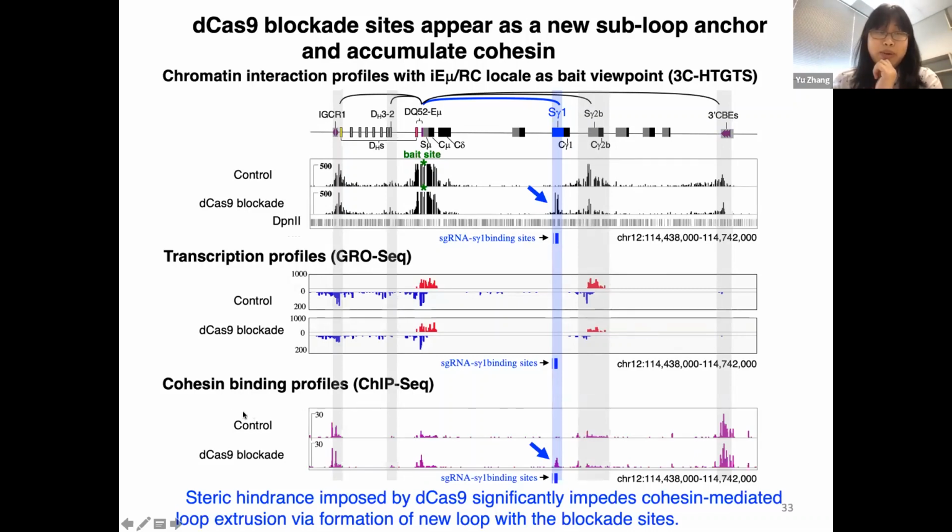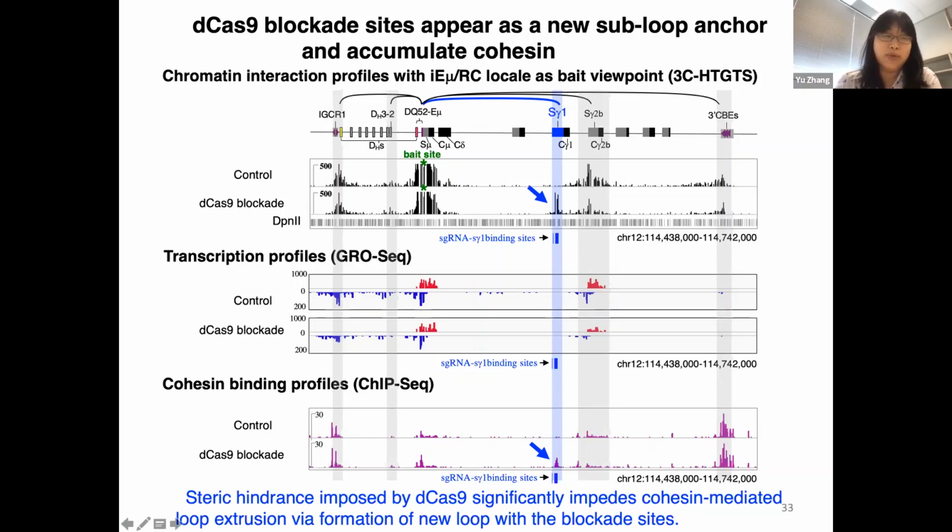there appears a new cohesin-binding peak at the Cas9 blockade site. So this data together shows that the steric hindrance imposed by the Cas9 significantly impedes the cohesin-mediated loop extrusion via formation of a new loop with the blockade site.